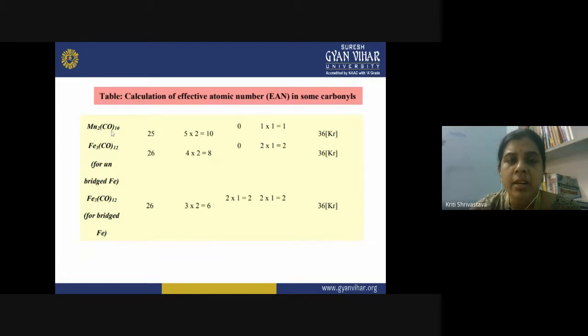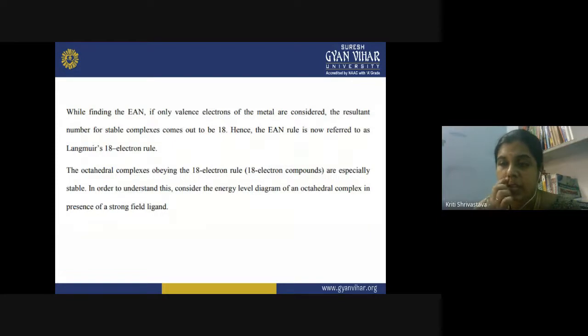Similarly, we have this Mn2(CO)10 here. The atomic number is 25 for each manganese, and it has one metal bond. Also, all the 5 carbonyls are in the terminal mode, so they contribute 2 electrons per group. So a total of 10 electrons are coming from 5 terminal carbonyls, and when you add them up, it comes to 36. In this manner, we have performed so many EAN calculations, and we have seen that so many metal carbonyls generally follow the EAN rule.